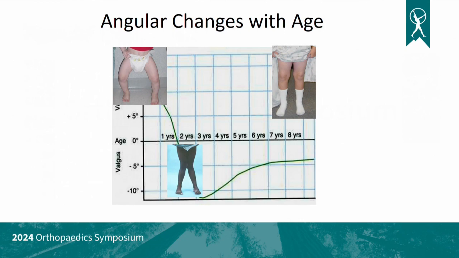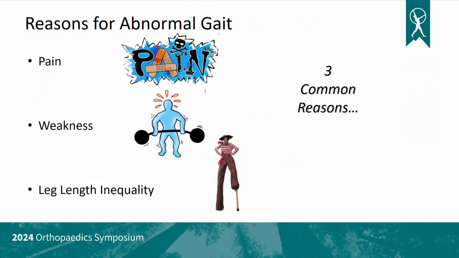And so other than a few conditions, which I think I have in here later, we don't get too worked up about some subtle changes with alignment until they get to about kindergarten age, and then we start looking at it in a more detailed way to see, hey, is there something going on that's not normal here?